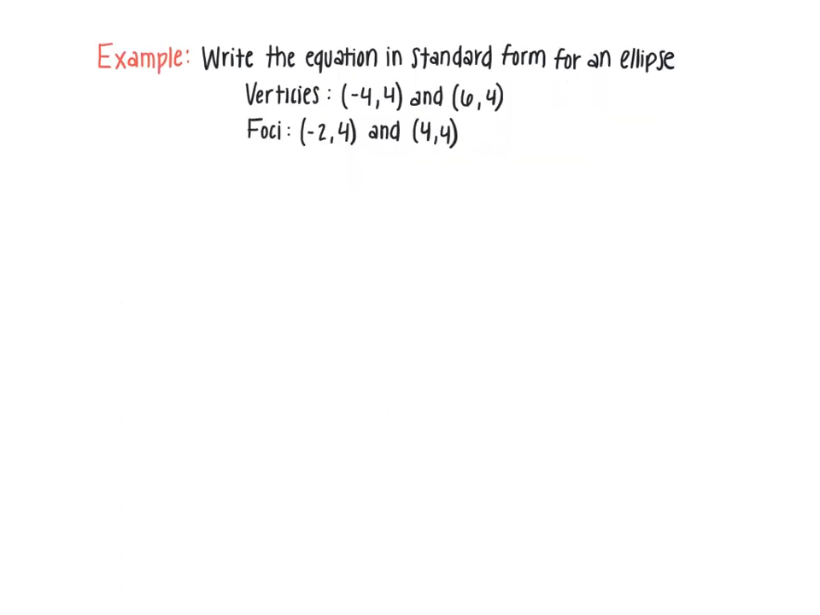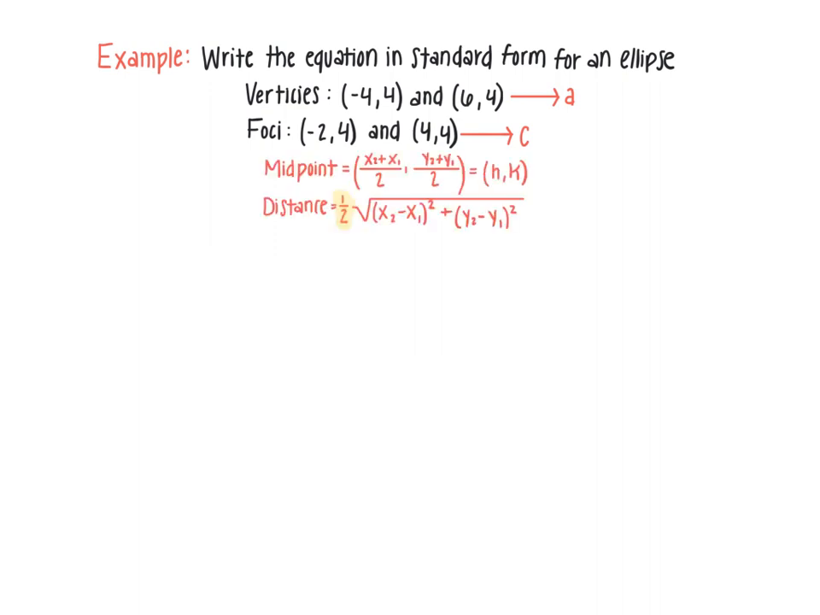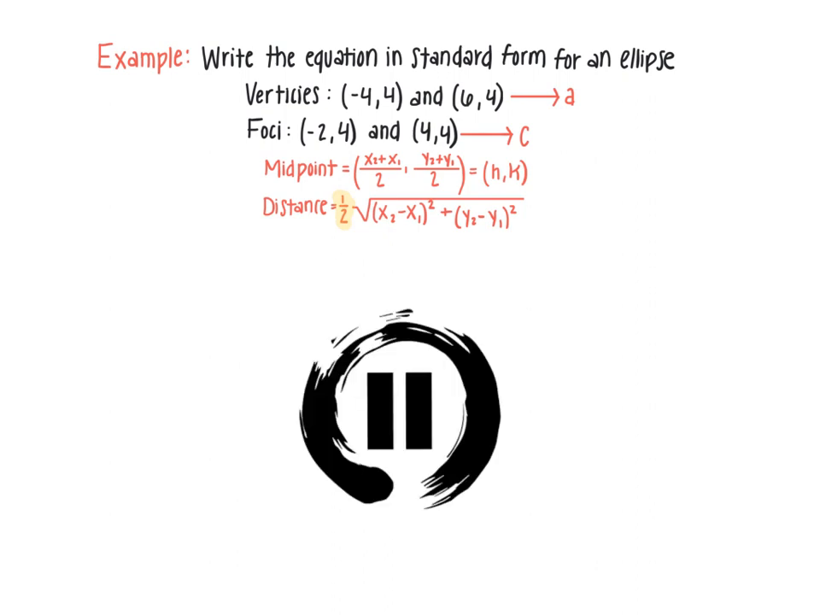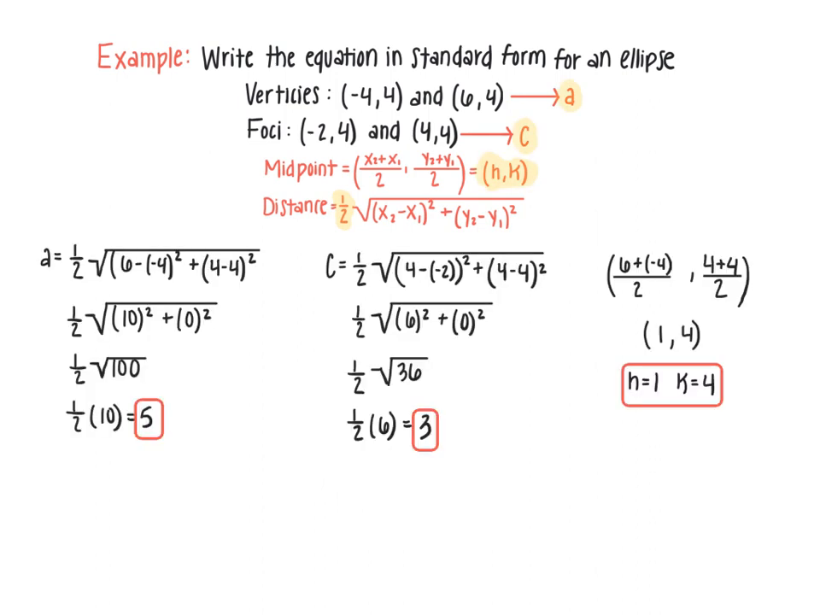So here we're given, yet again, only 2 pieces of information, our vertices and our foci. We know half the distance between our vertices is going to give us A, and we know half the distance between our foci are going to give us C. We also know that if we either find the midpoint between the vertices or the foci, we can find the center of our ellipse. So we're going to have to use the same 2 set of equations from the last slide. So again, I want you to pause the video. I want you to find A, find C, and find your center for your ellipse.